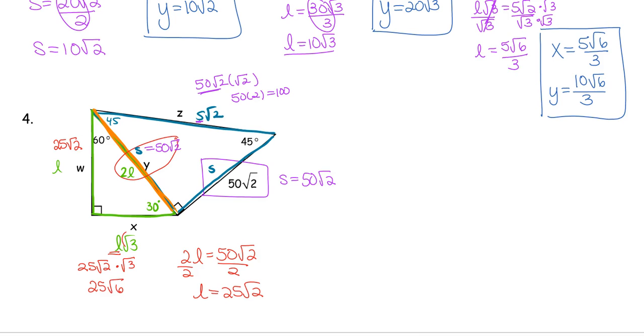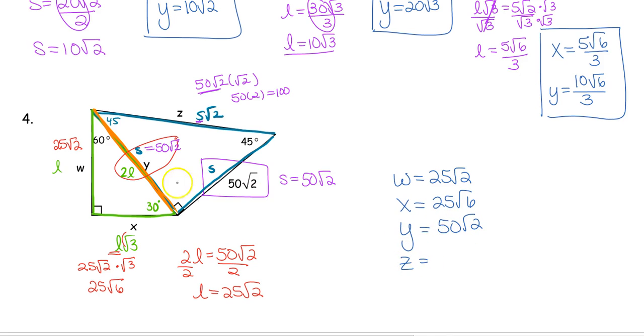So when all is said and done, our first variable is our W. W again is this side over here, which is represented by the L pattern, which is 25 root 2. X is down here, the L root 3, which we found was 25 root 6. Y was that shared segment in between the two, which is 50 root 2. And Z is the hypotenuse of that 45, 45, 90 triangle, which is 100.